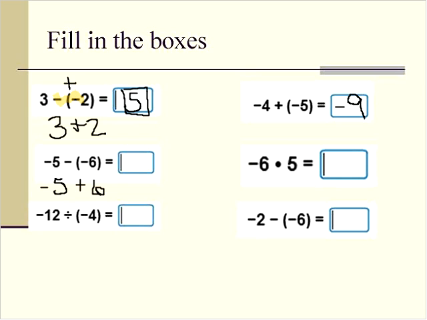Now, because they are different signs, one is negative and one is positive, we do subtract them. So 6 minus 5 is a 1. And we want to keep the sign of the larger number. Well, 6 is larger than 5, and 6 was positive. So my answer is actually going to be a positive 1.